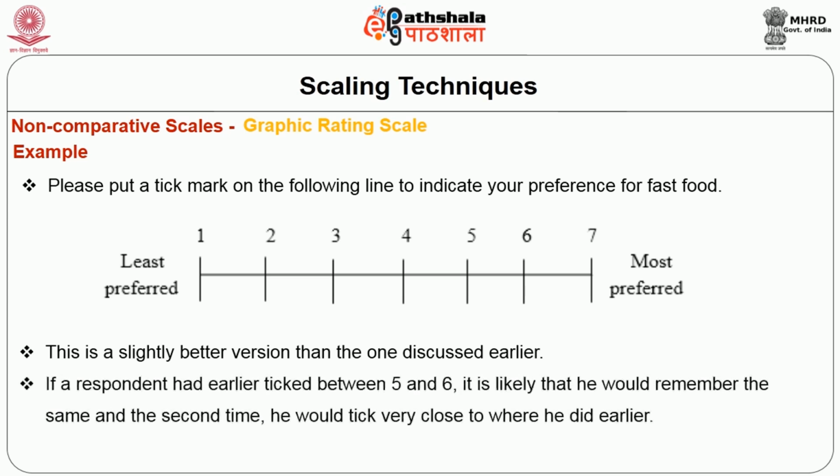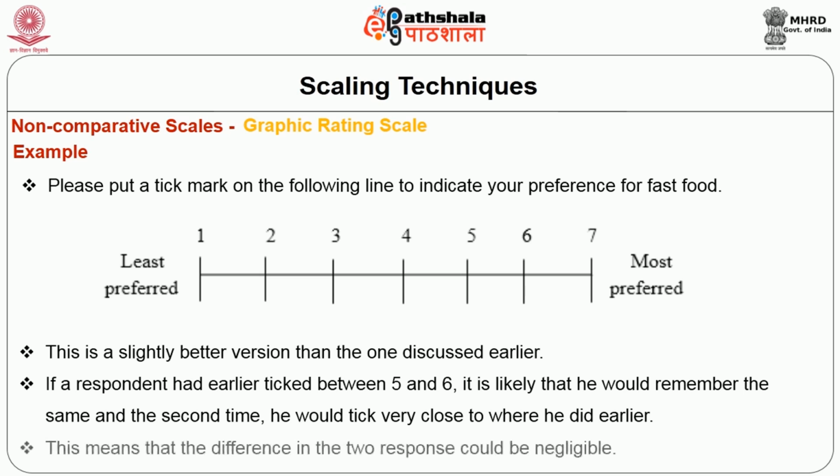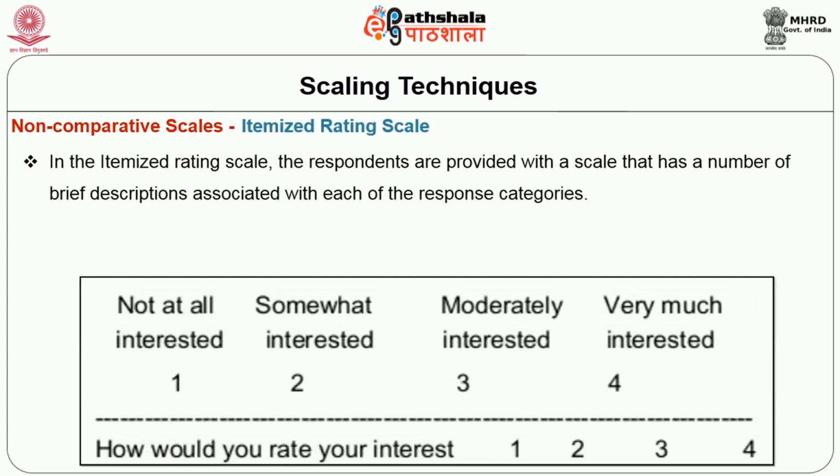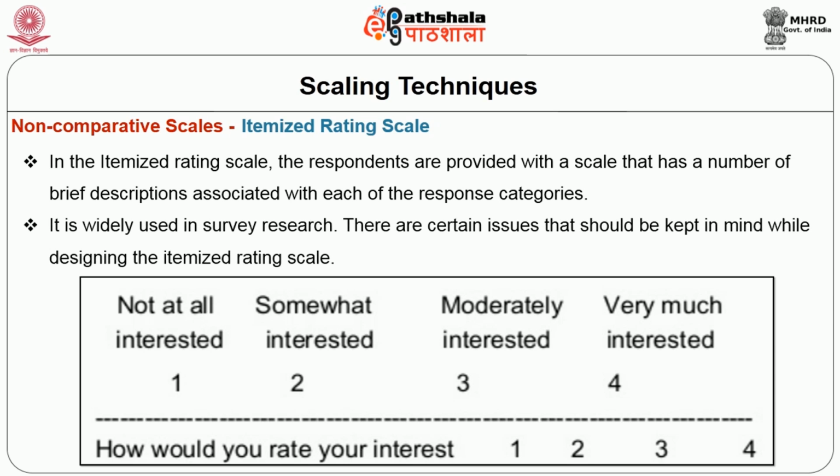For example, if a respondent had earlier ticked between 5 and 6, it is likely that he would remember the same, and the second time he would tick very close to where he did earlier. This means the difference in the two responses could be negligible. Next is itemized rating scale. In the itemized rating scale, the respondents are provided with a scale that has a number of brief descriptions associated with each of the response categories. It is widely used in survey research.